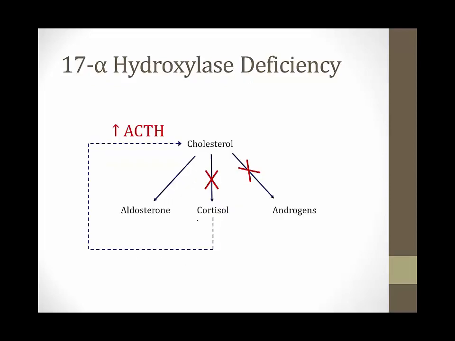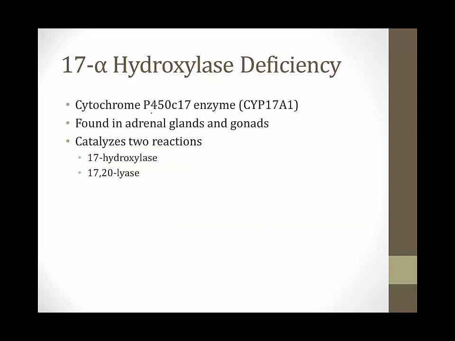In this disorder, cortisol production is deficient, just like in all the adrenal hyperplasias. Also, androgen production is deficient, but aldosterone production is intact, so these children are born with deficiency of cortisol and androgen and an excess of aldosterone production. 17-alpha hydroxylase is part of a larger cytochrome P450 enzyme called P450C17, and this cytochrome enzyme is found in the adrenal glands and in the gonads.